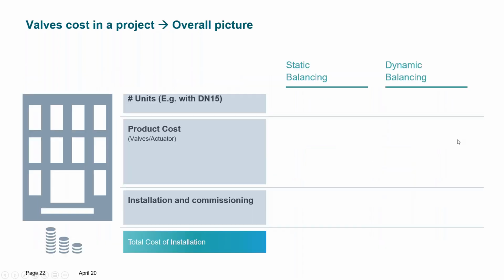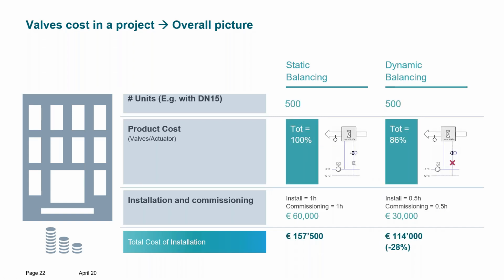So, summarizing and closing, considering a use case of a building with 500 rooms, it could be a hotel, for example, and considering the standard cost of control devices as well as the standard hourly labor costs, the savings can reach and exceed 25% in this example, in the overall cost if you switch from static balancing to dynamic balancing.